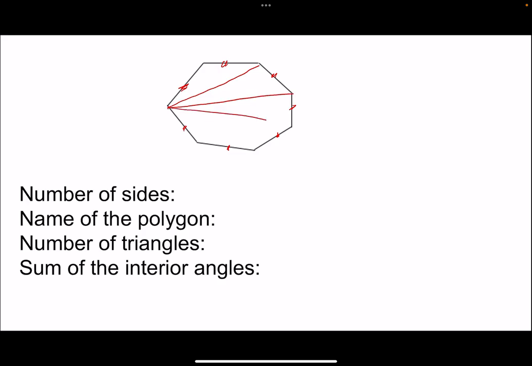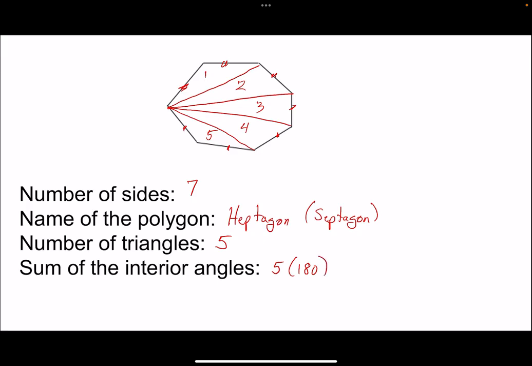Draw some triangles in here. 1, 2, 3, 4, 5 triangles. So there's 7 sides. Well, this is called a heptagon. And you could also call it a septagon. Okay, so we got 5 triangles. So 5 times 180 is 900 degrees. All right, we got a heptagon.